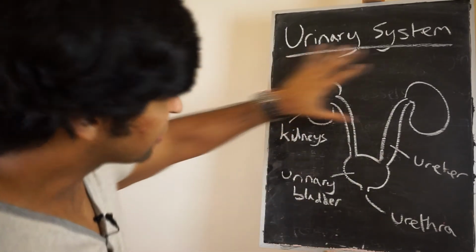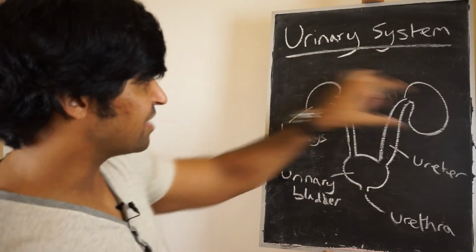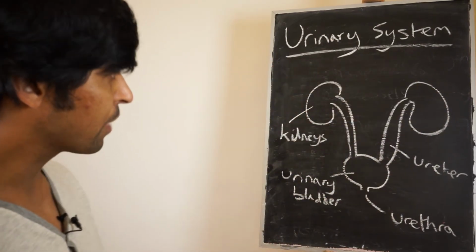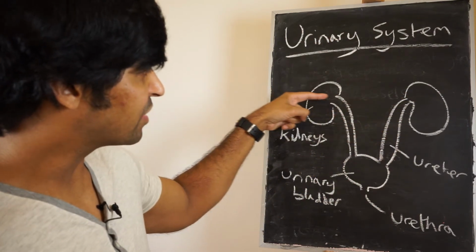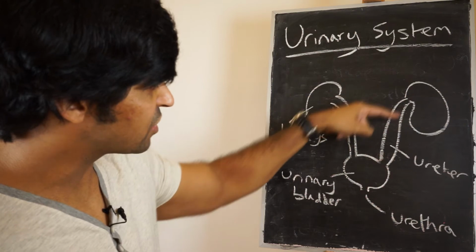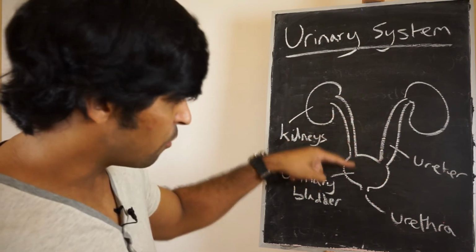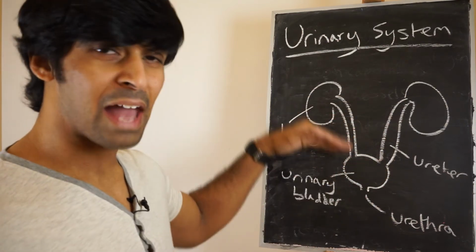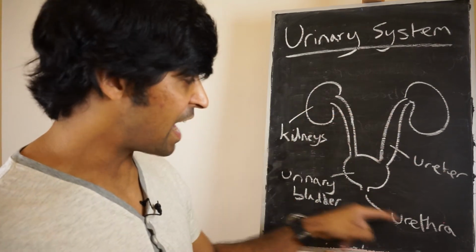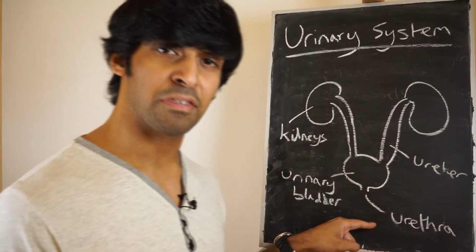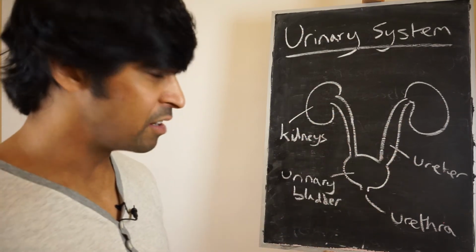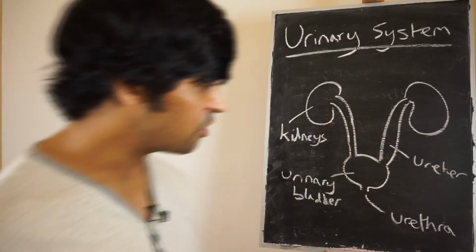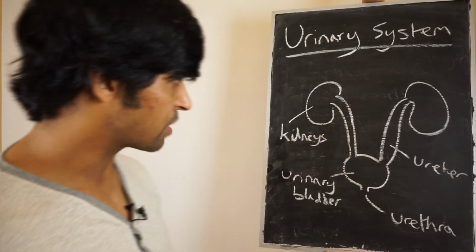It consists of these parts. So we've got these bean-shaped organs called kidneys, and what these do is they filter the blood. The waste goes down these tubes called ureters into the urinary bladder, and then when this bladder is full, you go for a wee. And where it comes out is called the urethra. So the urethra is a tube that comes out. Don't get these two mixed up. They look kind of similar, the ureter and the urethra, but they are different structures.